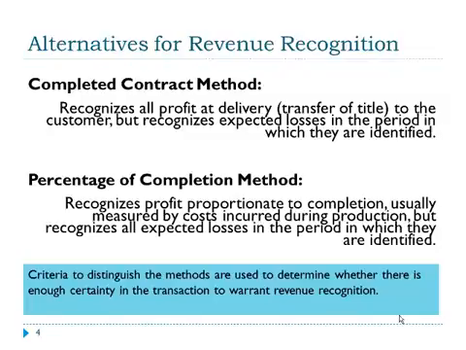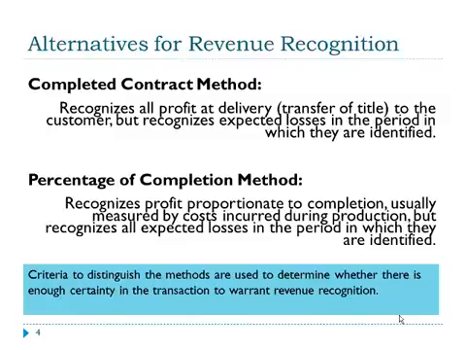There are 2 methods of accounting for long-term construction contracts. One is called the completed contract method. That method recognizes all profit at delivery when the title is transferred to the customer, but recognizes expected losses in the period in which they are identified. What makes completed contract method different than our regular accrual revenue recognition is this early recognition of losses.